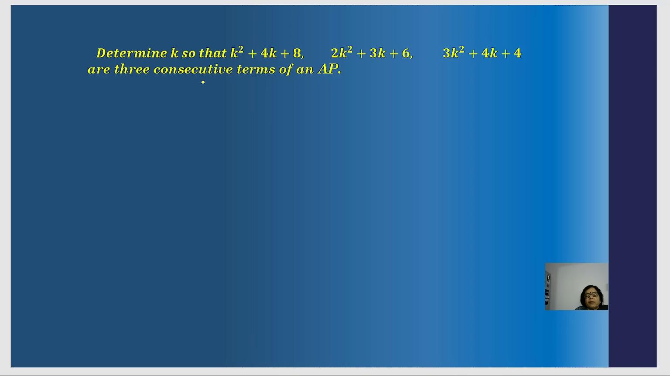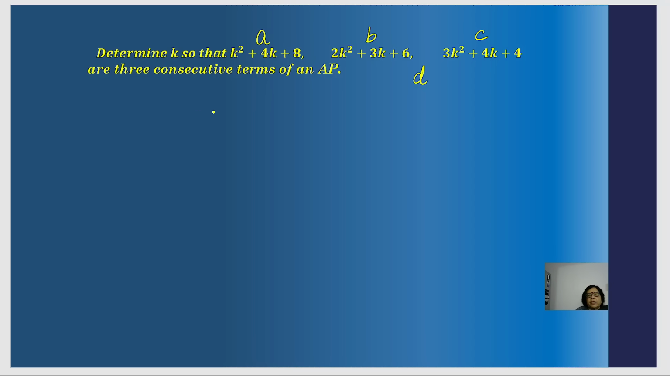Now, basically, when we talk about the consecutive terms of an AP, we know that if we take out the difference between any two consecutive terms of the arithmetic progression, throughout the sequence they would all be equal, and this is called the common difference represented by small d. Now here these are three consecutive terms of an AP. We do not know the term numbers, so let us represent them as A, B and C.